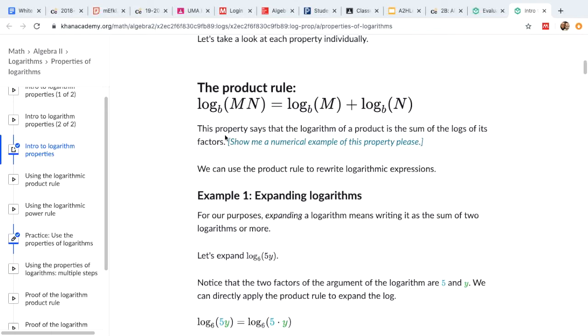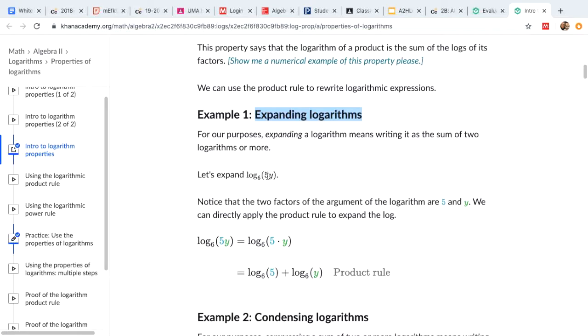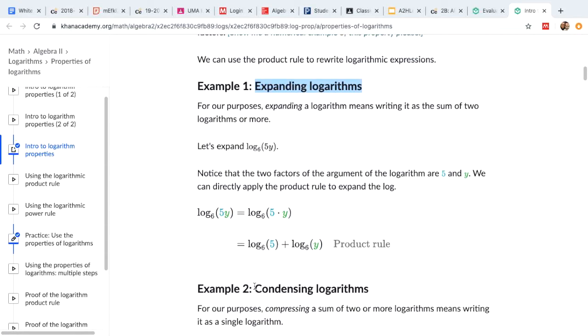This property says that a logarithm of a product is the sum of the logs of its factors. So they have to have the same base. And if two things are being multiplied together, we can write them as an addition problem. If we're asked to expand our logarithms, that would mean we'd take something that looks like a product like this. This is technically 5 times y. Log base 6 of 5y is the same thing as log base 6 of 5 times y. If they're being multiplied, we can rewrite it as log base 6 of 5 plus log base 6 of y. That's the product rule, okay? If we're asked to expand it, they want us to take this multiplying and make it an addition problem.